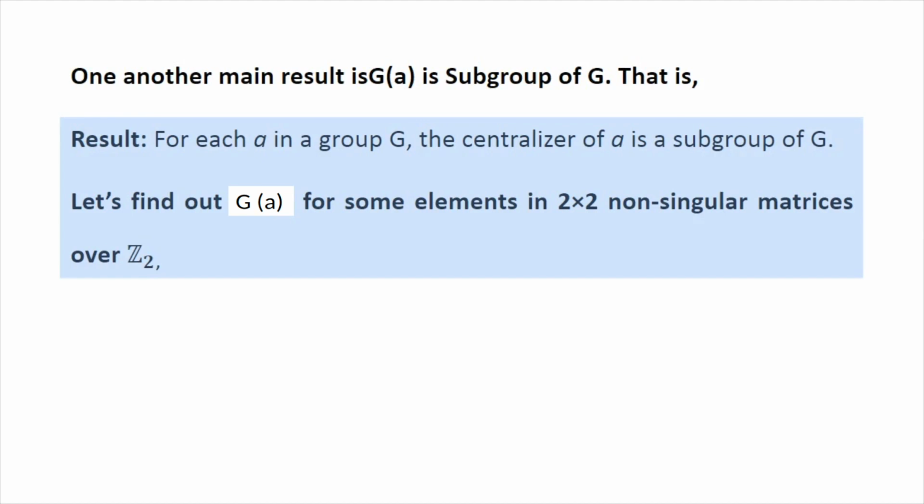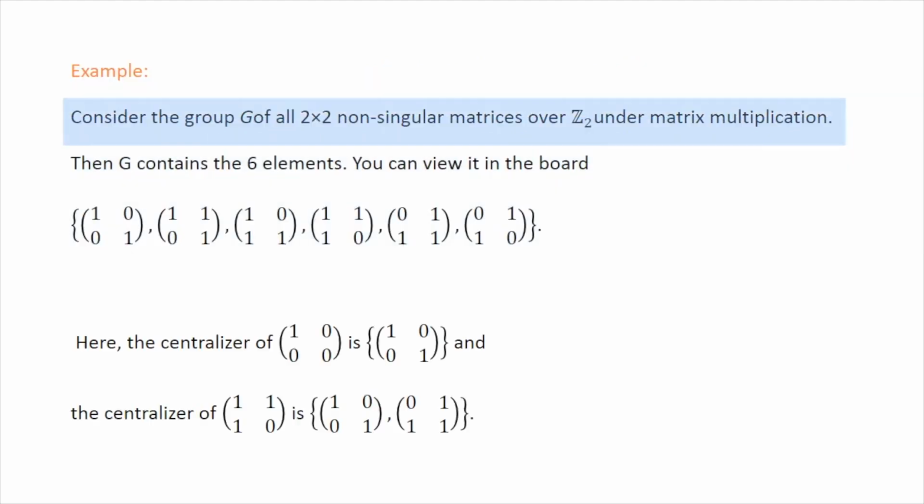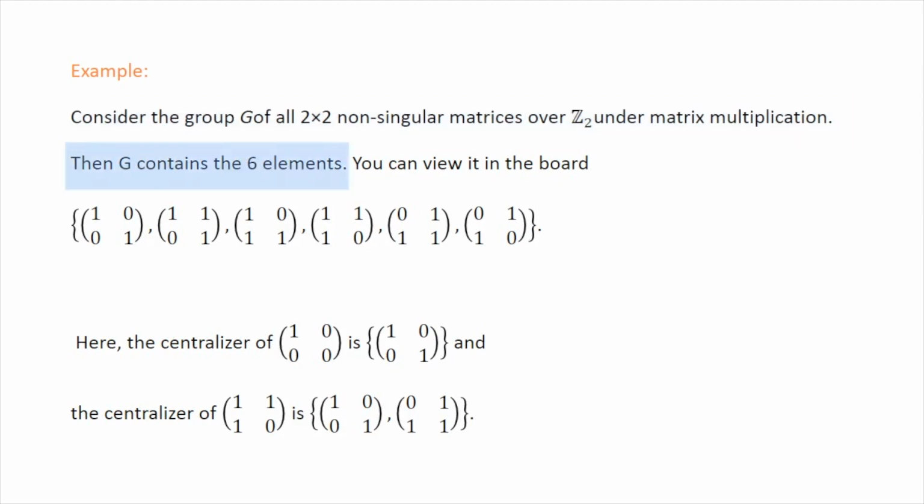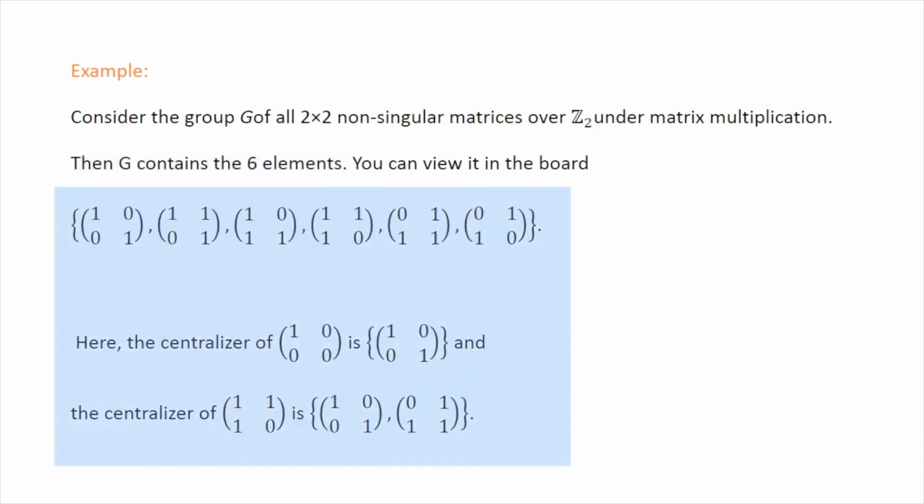Let us find out C(a) for some elements in 2 by 2 non-singular matrices over Z2. Example: consider the group G of all 2 by 2 non-singular matrices over Z2 under matrix multiplication. Then G contains 6 elements. You can view it from the board.